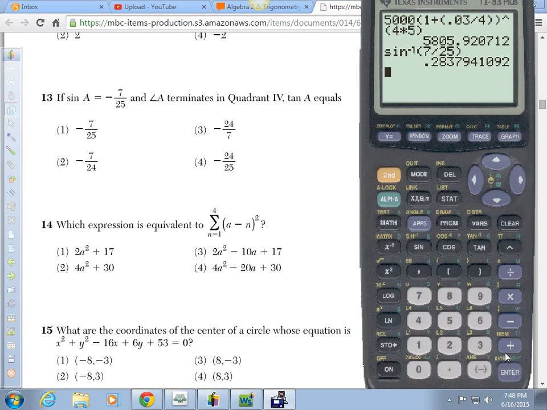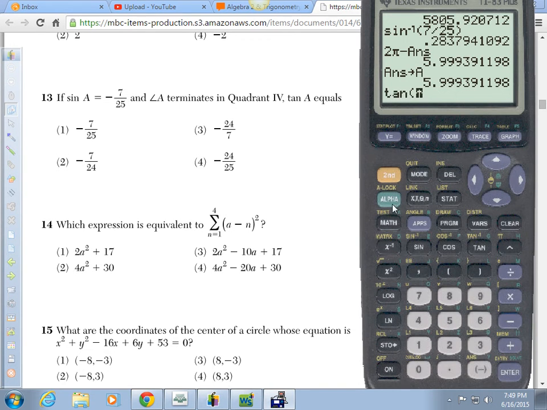Okay? So we're going to store that. No, I'm sorry, we're not going to store it as angle A yet, because angle A is in quadrant 4. So how do I take this reference angle that I now have and put it into quadrant 4? You guys have to go 360 minus. I can't do 360. I have to do 2 pi. So you guys will do 360 minus. I will do 2 pi minus. Now we have our fourth quadrant angle, yes? Store it as A. And now ultimately we want to find what? The tangent of A. We want to find the tangent of angle A.